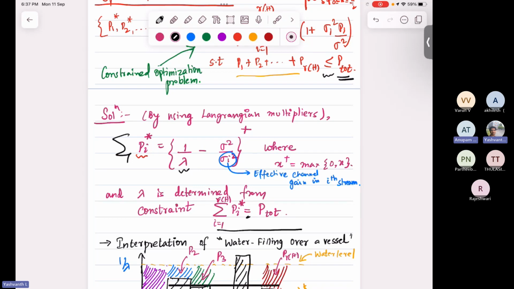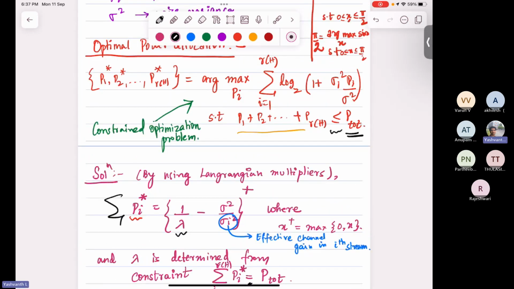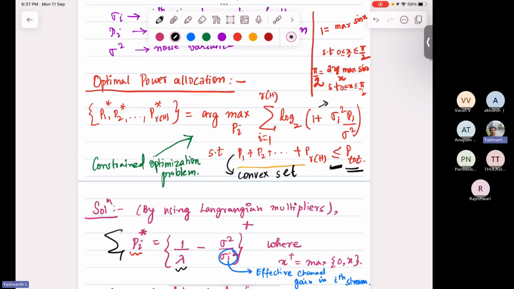The reason why I put less than or equal to is a little mathematical. For those of you who are aware, if you put less than or equal to, this constraint set becomes something called a convex set. Then this problem is what is called a convex optimization problem, because I'm maximizing over a concave function, which is like a convex optimization problem. For a convex optimization problem, the solutions are easily derivable.